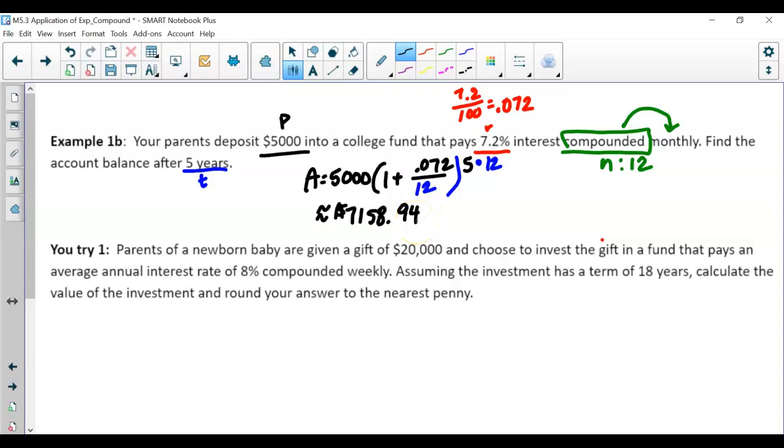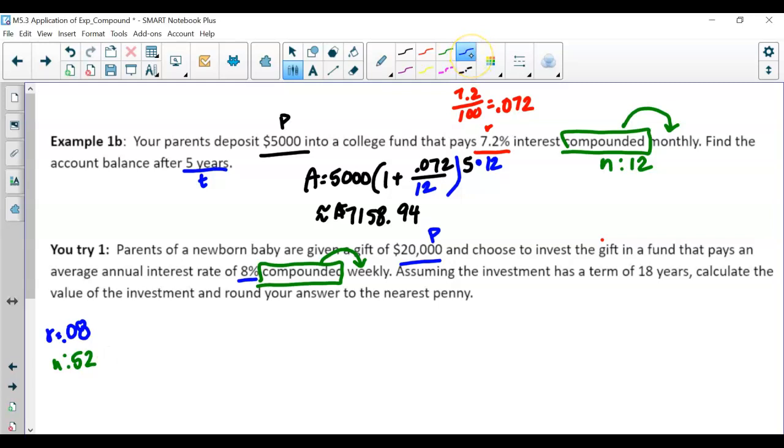So now go and pause the video and try the you try on your own. And so now here, as you were reading through, you should have seen that the 20,000 is your start. Here we have an interest rate of 8%, so that means R is 0.08, right? 8 divided by 100. You should have also noticed right after that, compounded. So we do have an N value, compounded how often? Weekly. So that means your N is 52.